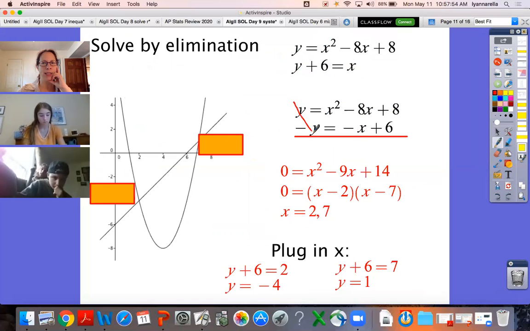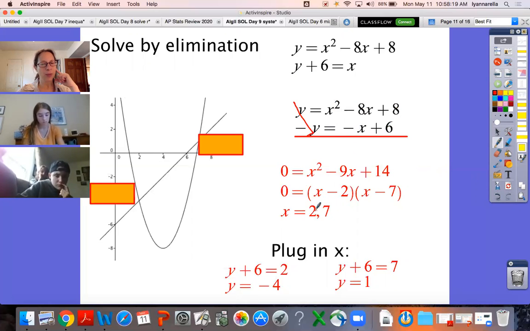So if I add y to negative y, don't I get a 0? And then if I add x squared to nothing, I keep x squared. But if I add negative 8x to negative x, I get negative 9x. And if I add 8 to 6, I get 14. And again, I'm going to solve it like a quadratic. I'm going to factor it and set each factor equal to 0. So my factors came out to be x minus 2 and x minus 7. So x equals 2 and x equals 7.